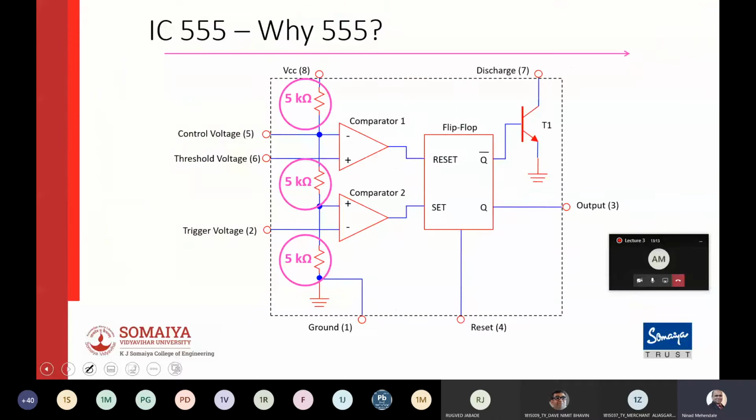Now, this is what the IC looks like from the inside. The IC has three 5K resistors. Then they have two op amps. Remember, these op amps are single powered. So your VCC is 5 volts or any other voltage that you apply at this pin, but your VEE, or negative voltage terminal of the op amp, is 0 volts.